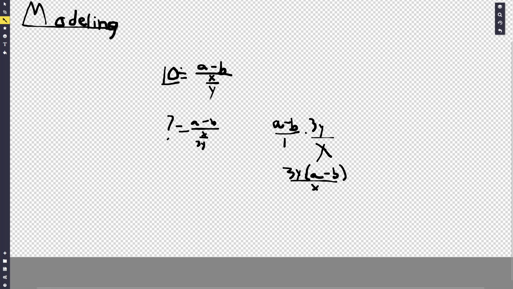And let's compare this to our base equation, which would be a minus b divided by 1 times y divided by x. So we get, let me just move that over here. Then that would simplify to y times a minus b divided by x. And notice, this is just y, this is 3y, so it's going to be 3 times as much. So we know that a minus b divided by x divided by 3y is equal to 30.